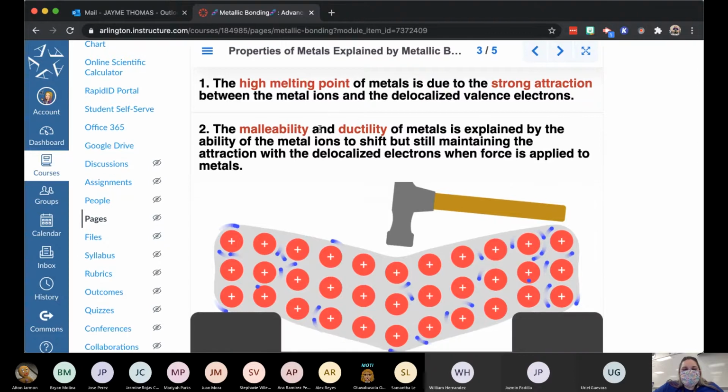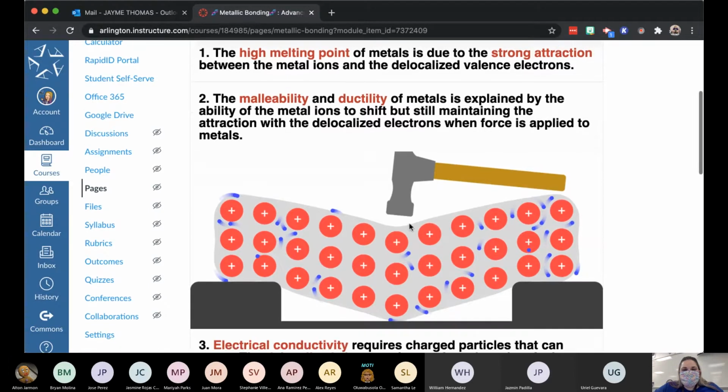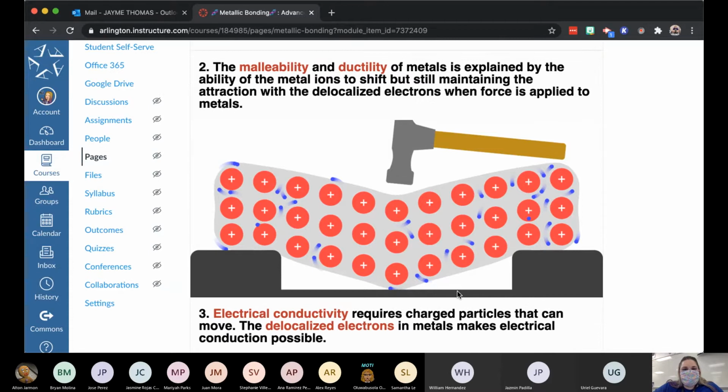Malleability and ductility are explained by the same reason. Because the electrons are delocalized and they're moving around in between, that allows the metal ions to shift, but still maintain the attraction. So when you apply a force, it bends instead of breaking, because the electrons are in between, and they're acting like grease. They're letting all the metal ions slide past one another without breaking anything. Whereas in nonmetals, that doesn't happen. There are no mobile electrons. So in nonmetals, when you hit it, it's going to break because it's brittle.